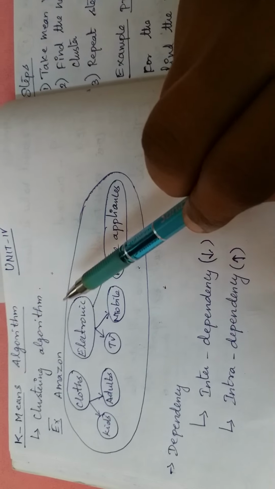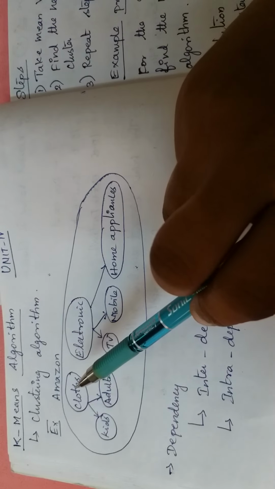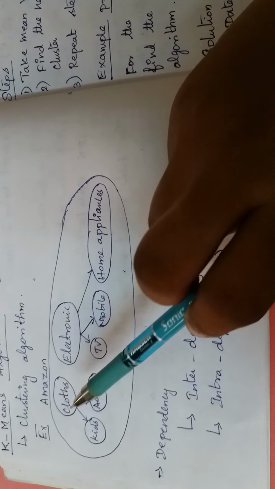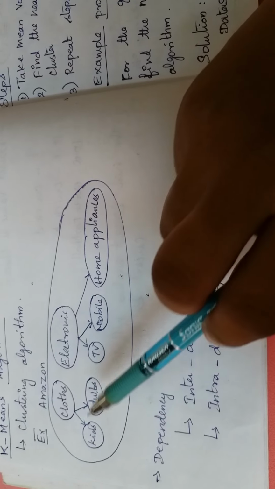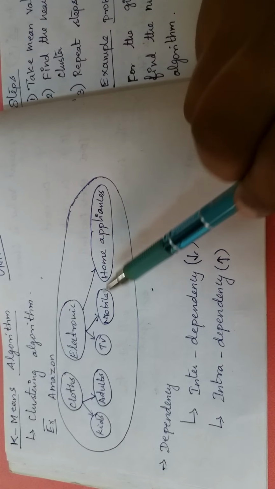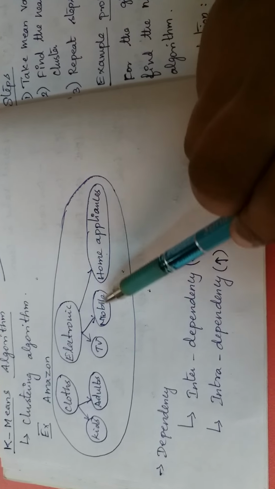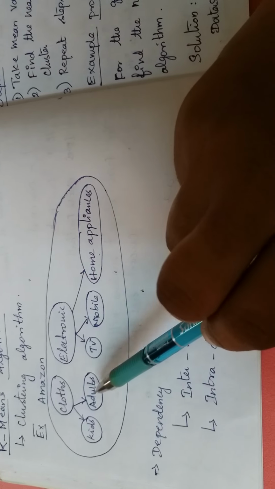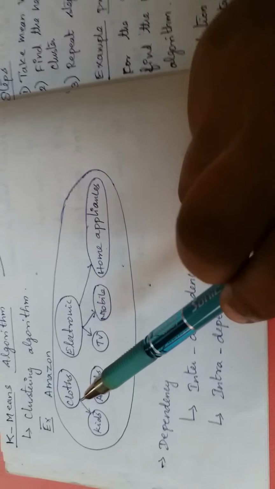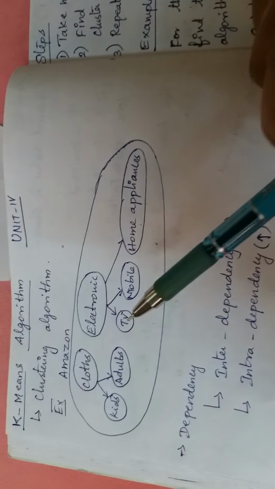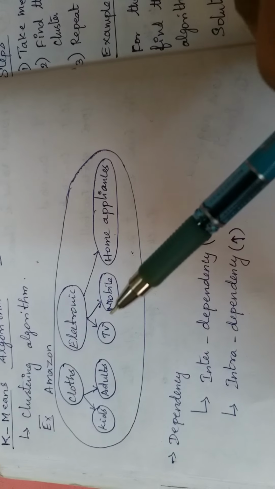Within this cluster again I am having two basic clusters. One is clothes and another one is electronics. Under clothes I am having kids and adults. Under electronics I am having TV, mobile and home appliances. So each and every one is going to be a cluster here, right? So what does cluster mean? When you are going to group some data that is similar, you should have the similarities there.